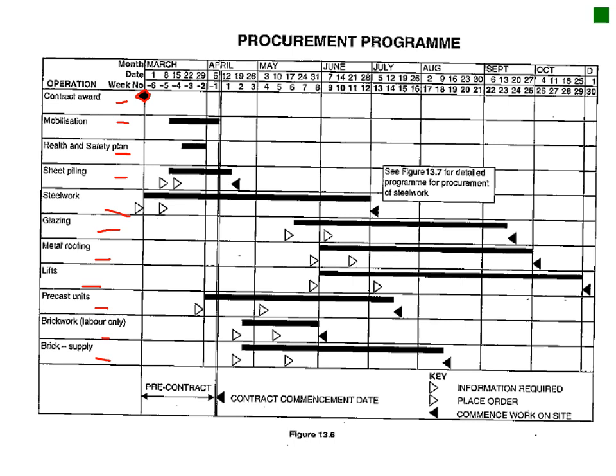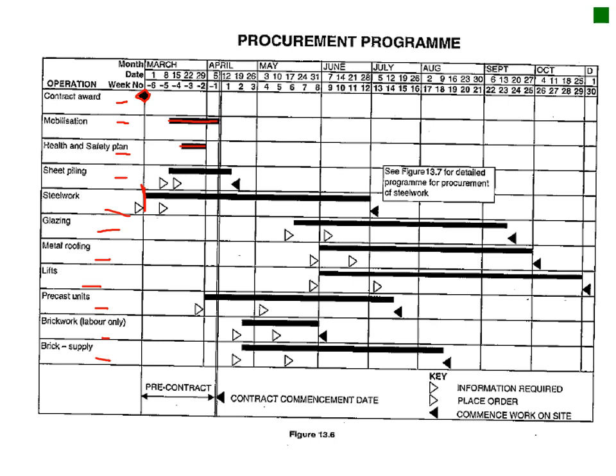Okay, so mobilization, you've got your item there listed, your health and safety, it has to be done there, and then you've got your steel sheeting has to be ordered here already. And then the figure refers to the next one that we're going to look at. See figure 13.7 for detailed program for procurement of steelwork. So this just gives you a bit of an overview of when the items have to be in.